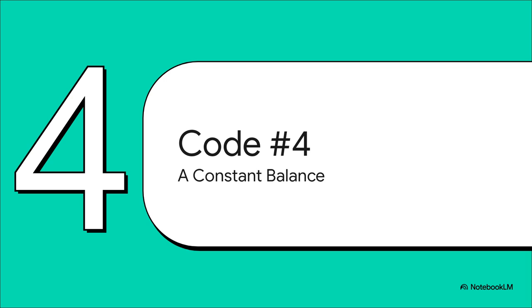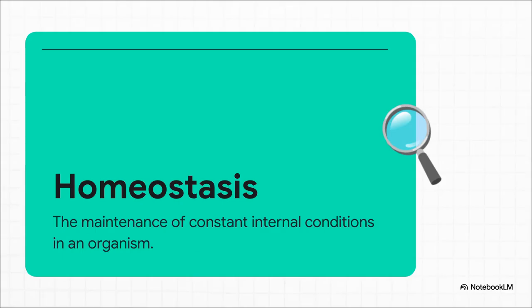Well, that leads us to code number 4, a constant and totally critical balancing act. There's a name for this balancing act. It's called homeostasis. And all it means is maintaining stable conditions inside your body no matter what's going on outside. And this isn't just a nice to have, it's absolutely critical. Our cells can only survive in a very, very narrow range of conditions. So if homeostasis breaks down, that can be life-threatening.